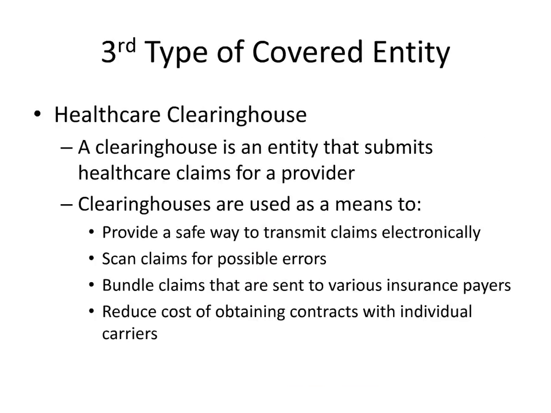The third type of covered entity is a clearinghouse, or a healthcare clearinghouse. A clearinghouse is an entity that submits healthcare claims for a provider. Clearinghouses are used as a means to provide a safe way to transmit claims electronically, to scan claims for possible errors, to bundle claims that are sent to various insurance carriers, and to reduce the cost of obtaining contracts with individual carriers. These are an entity that provides a service for providers.